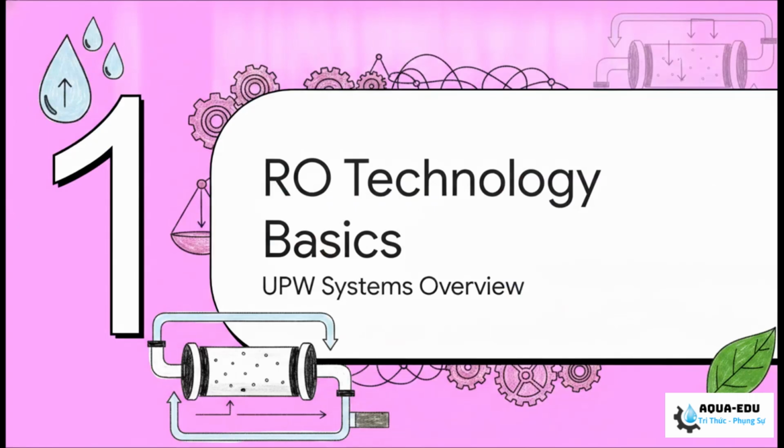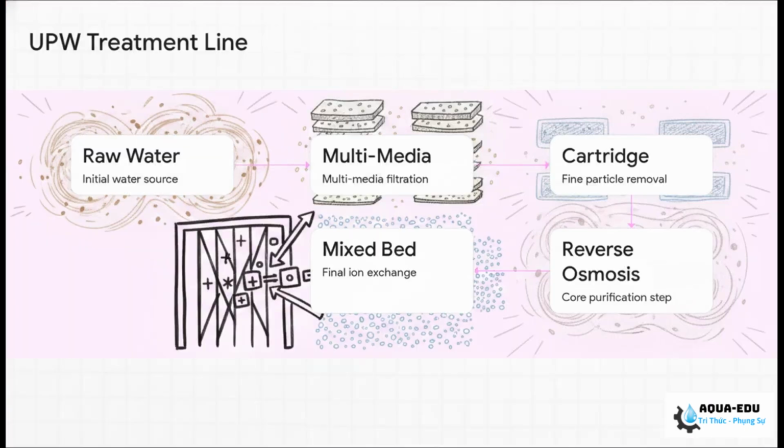All right, part 1, RO technology basics in UPW. Let's quickly establish the baseline of a facility so we know what normal looks like. In a standard treatment flow, your raw water passes through multimedia and cartridge filtration before slamming into the heart of the system, the reverse osmosis unit.